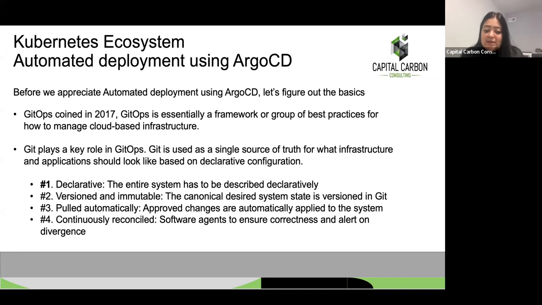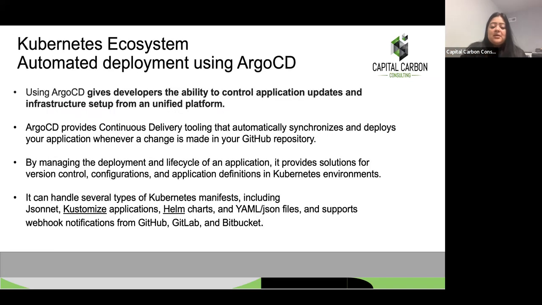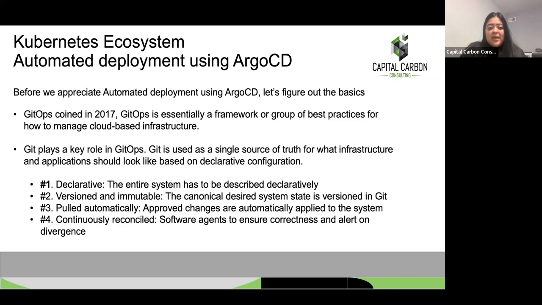Pulled automatically. So obviously approved changes are automatically applied to the system and it's a pull mechanism. Continuously reconciled: software agents ensure correctness and alert on divergence. So basically they look at the state of the infrastructure and also continuously try to reconcile it with what is available in the repo. So these are the 4 characteristics. Now, why are we discussing GitOps here? GitOps is primarily making and creating best practices to manage cloud-based infrastructure.